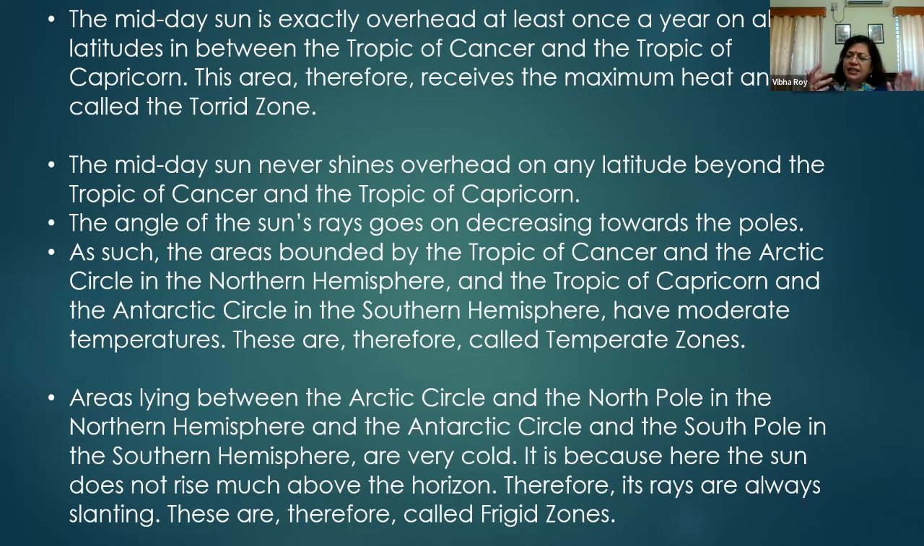Now beyond the Arctic Circle and Antarctic Circle, we have the North Pole and South Pole, which are very, very cold, because the sun does not rise much above the horizon. Here we can give them the idea of 6 months light, 6 months darkness, because later they need to understand this also. Beyond the Arctic Circle, the sun is not visible above the horizon. Therefore, its rays are always slanting, and these areas are called the frigid zone.